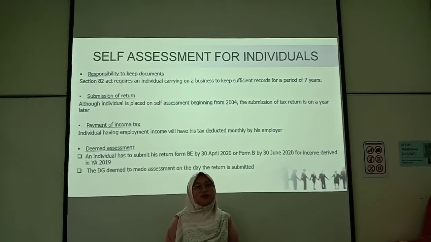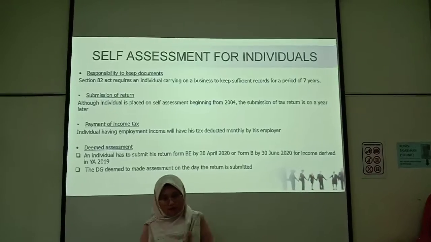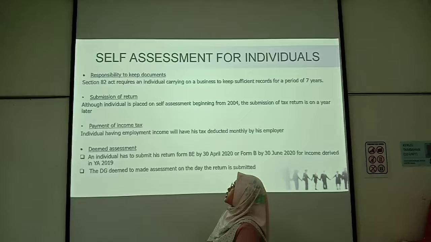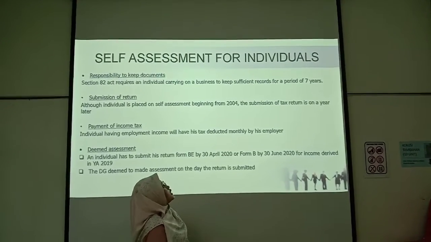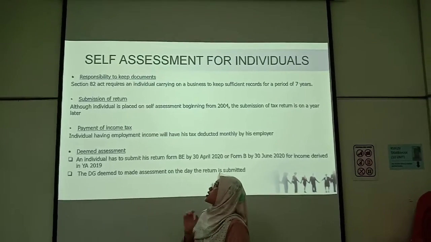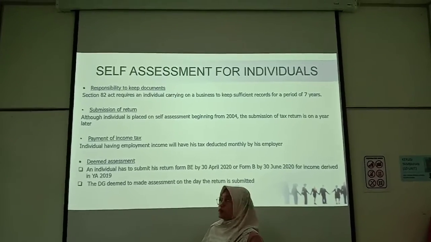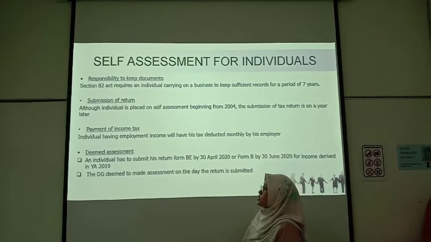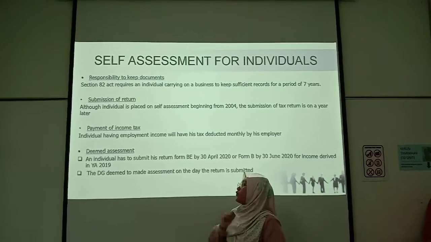So I will be presenting again about self-assessment for individual. Alright, so responsibilities to keep documents. Section 82 of the Act requires an individual carrying on a business to keep sufficient records for a period of 7 years and submission of return. Although individual is placed on self-assessment beginning from 2004, the submission of tax return is 1 year later.